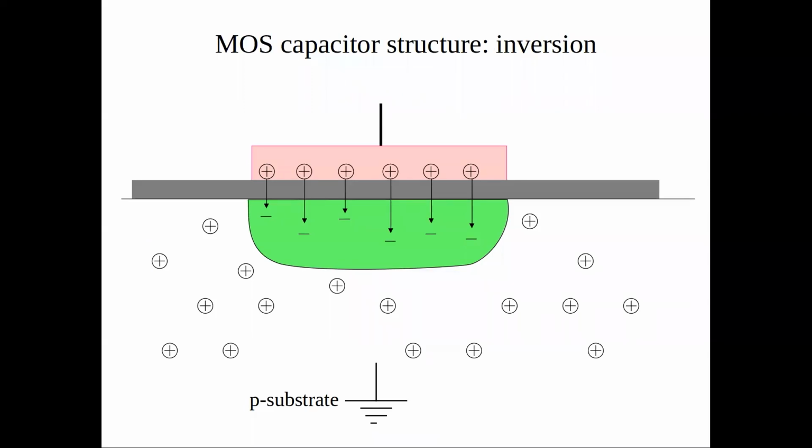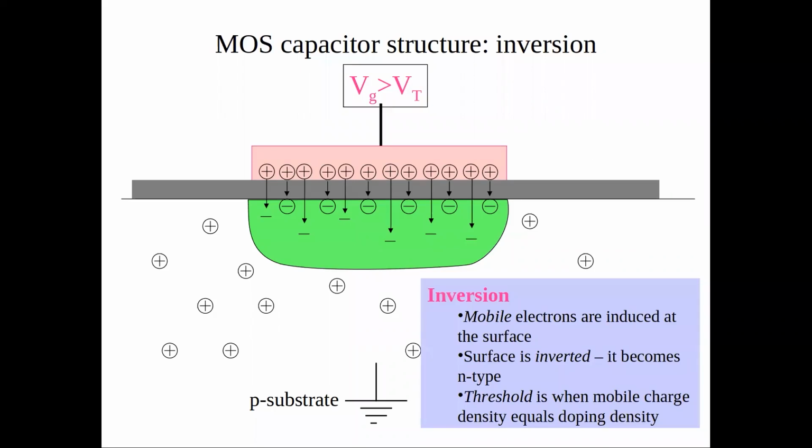And let's see, when VG is greater than VT, then we are in inversion. We actually have a lot of charges. We attract electrons, and so we are increasing the conductance of this structure. So in inversion, mobile electrons are increased at the surface, and the surface is inverted because it should be P minus, but actually now it has more electrons, so it's equivalent to an N minus. So it's inverted in that sense.